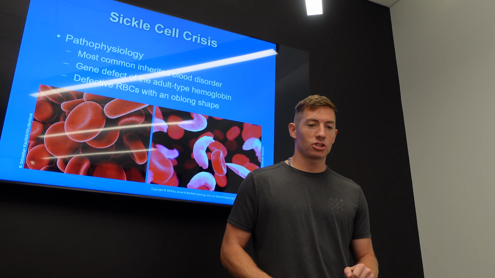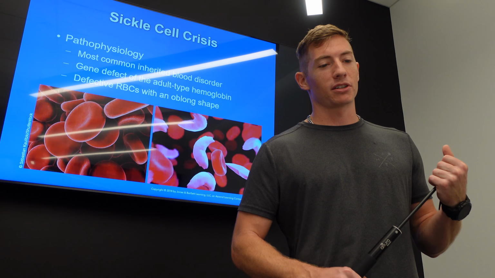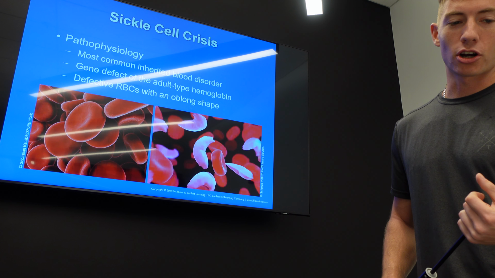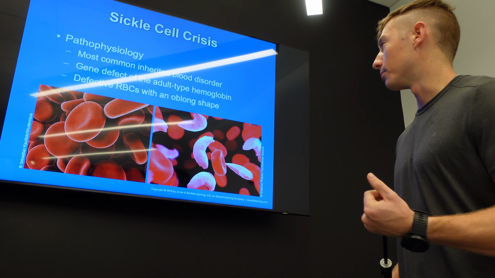The cells have a much shorter lifespan, increasing the risk of anemia. The odd shape can cause RBCs to lodge in the blood vessels, leading to thrombosis.